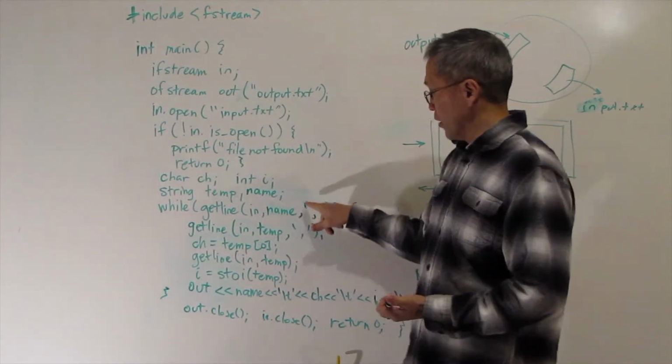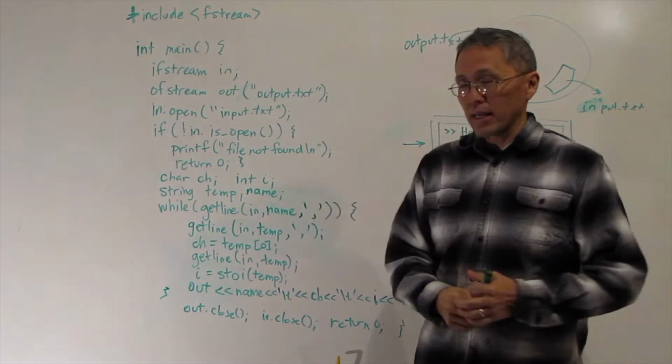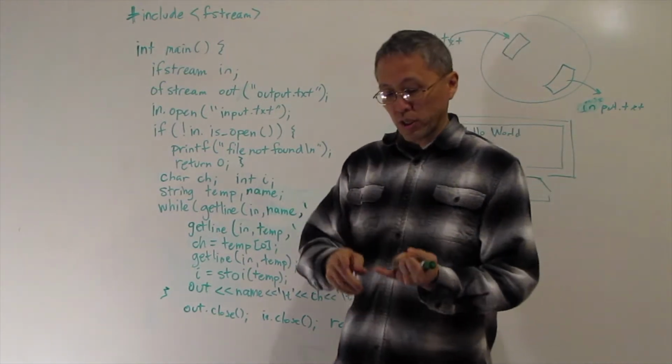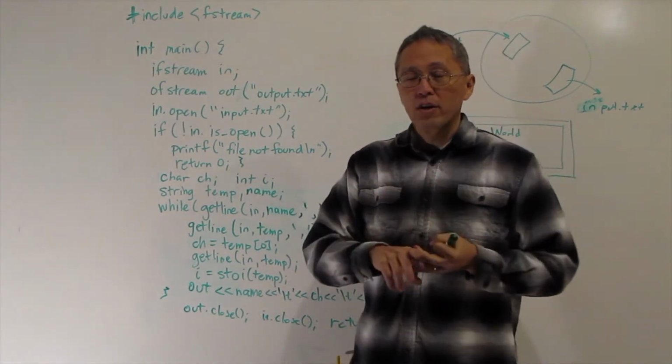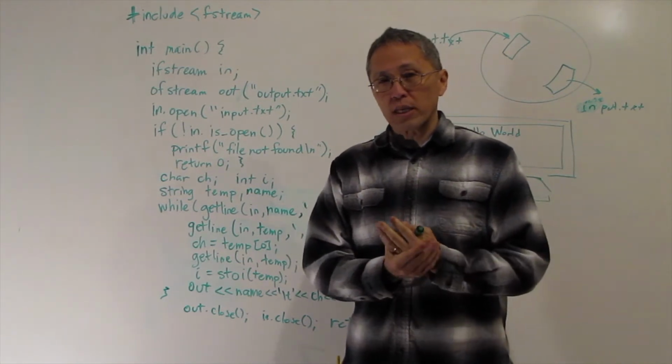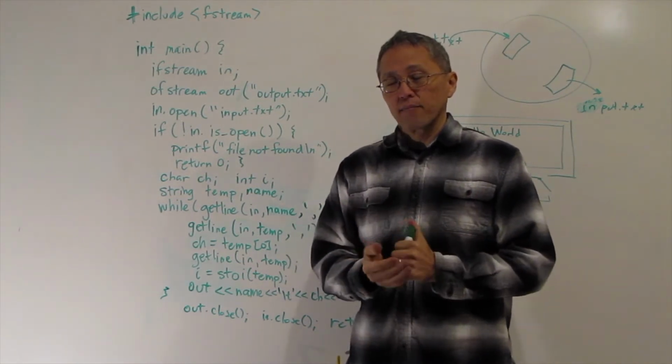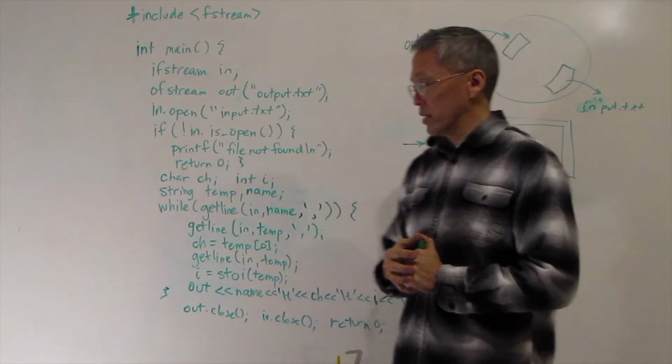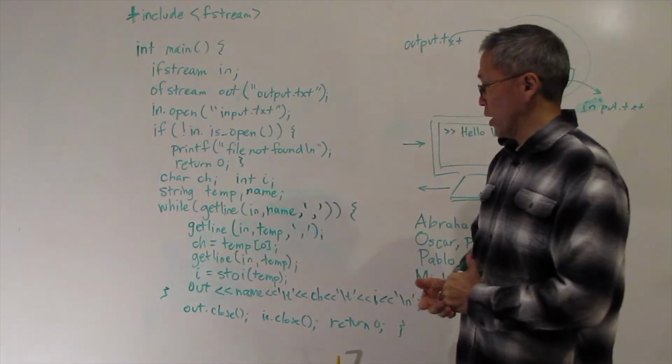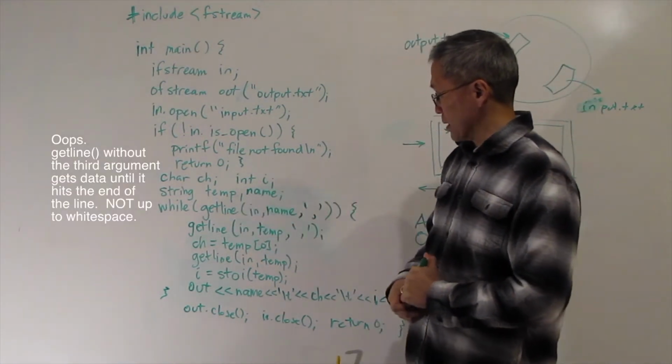Now, if I don't have this parameter here, it looks for any white space. So it looks for a space, a tab, or a new line. If one of those three things is there, then it will get the data just like it has before with our getlines, just as you expect. Okay.